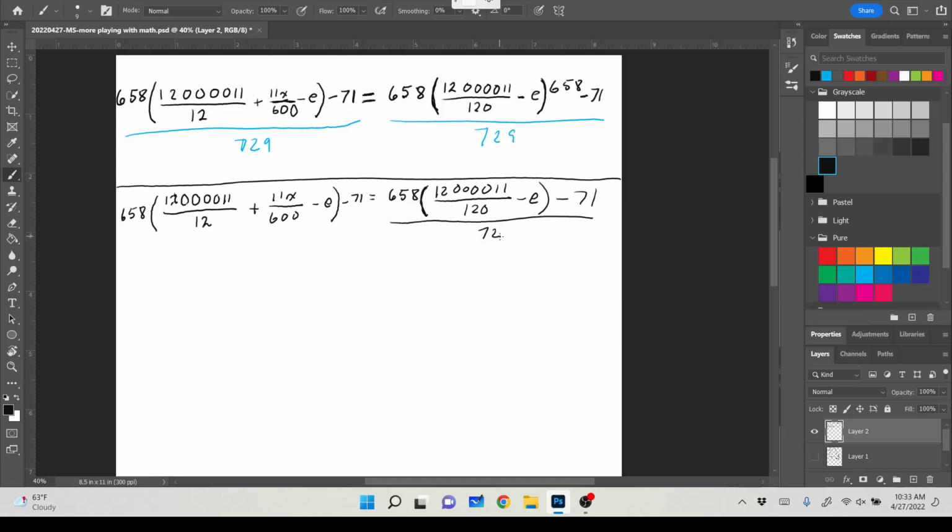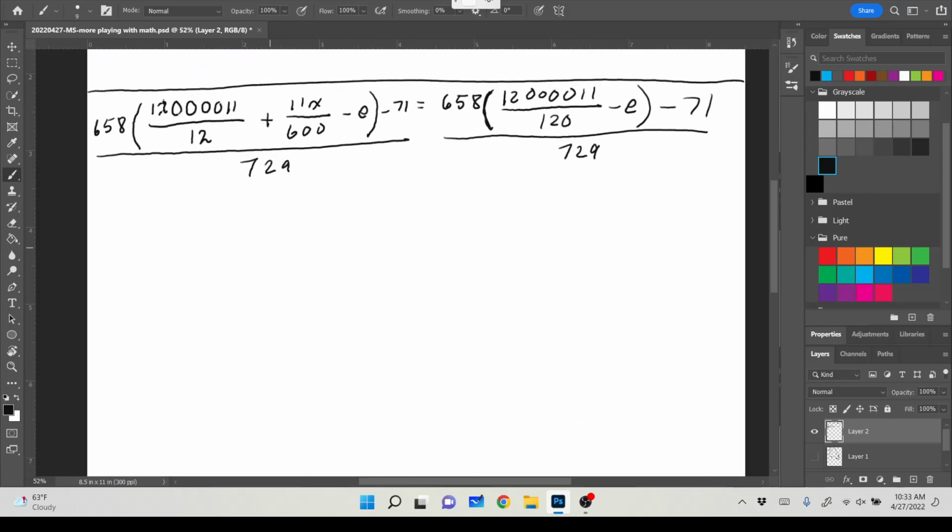Over 729. So, our question now is, are we paying attention? This is our problem. We've got to solve this for X. That's our goal.